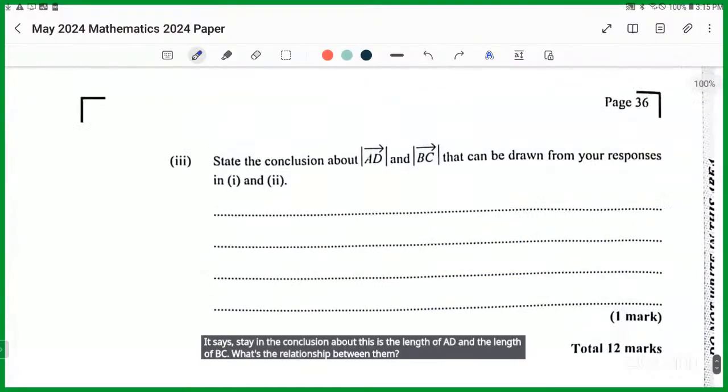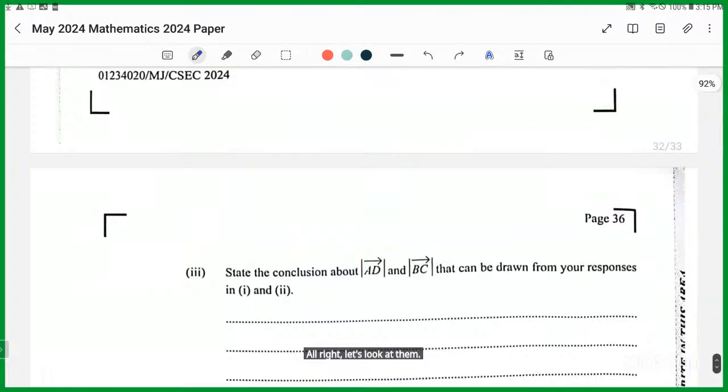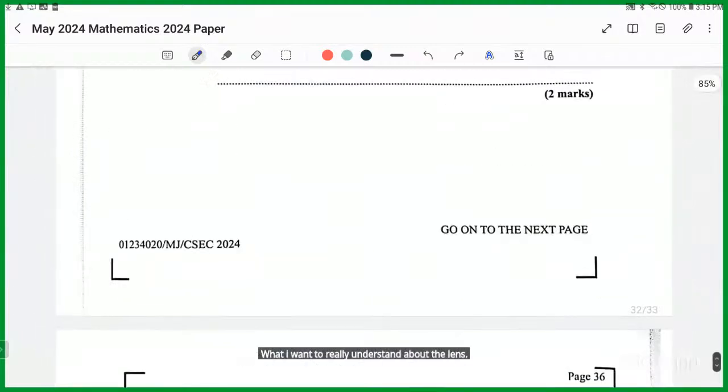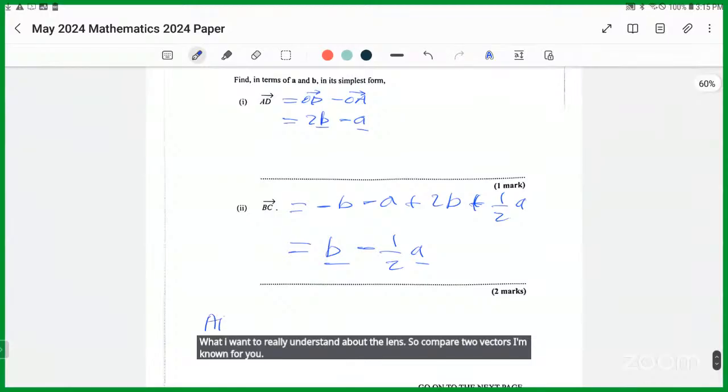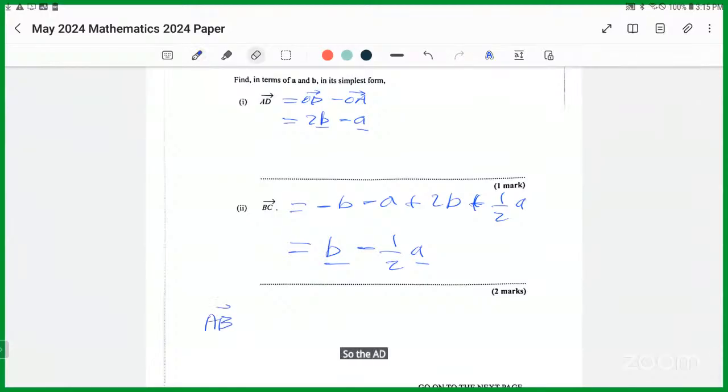All right, let's look at them. These questions are parallelism questions, same way now. But I want the relationship of the length, so compare the two vectors. Write them down for you. The AD, not AB, the AD is 2B minus A, and the BC is B minus half A.